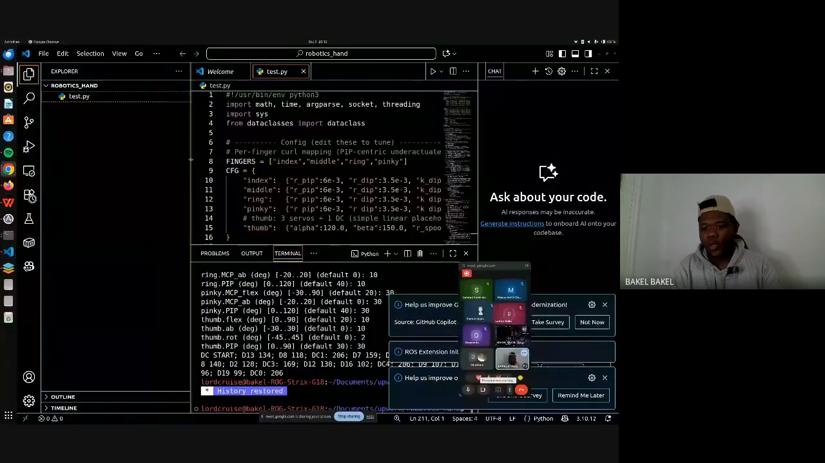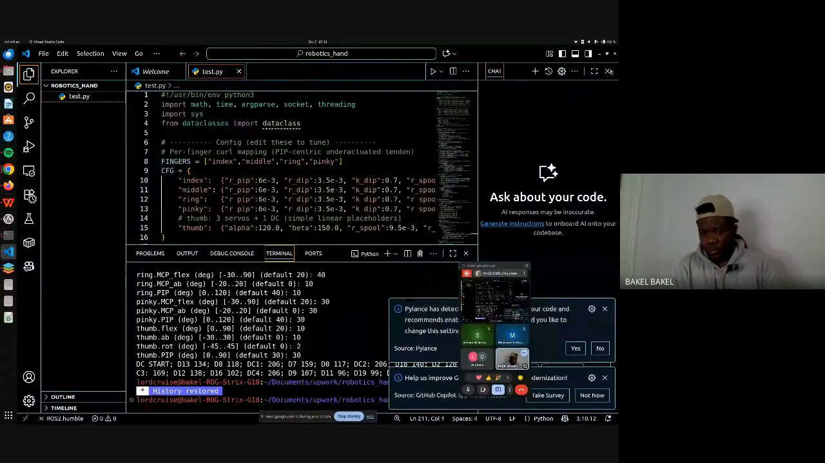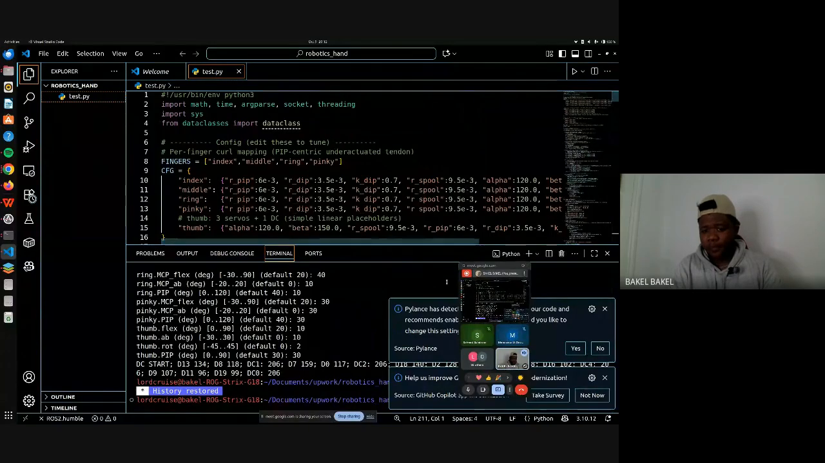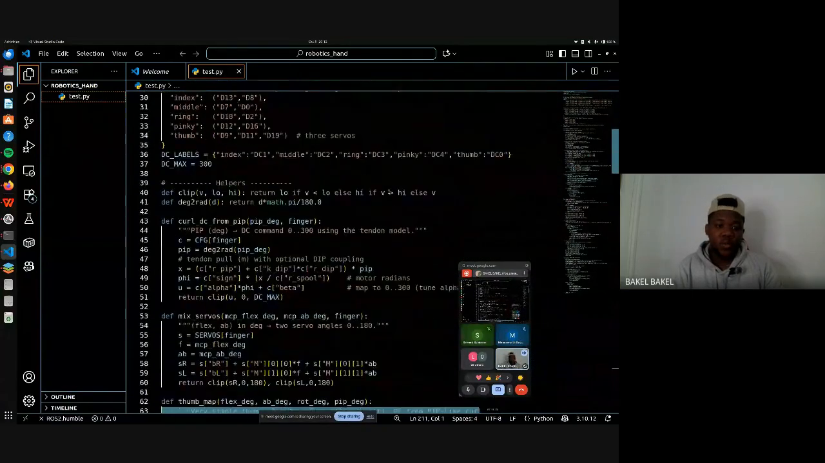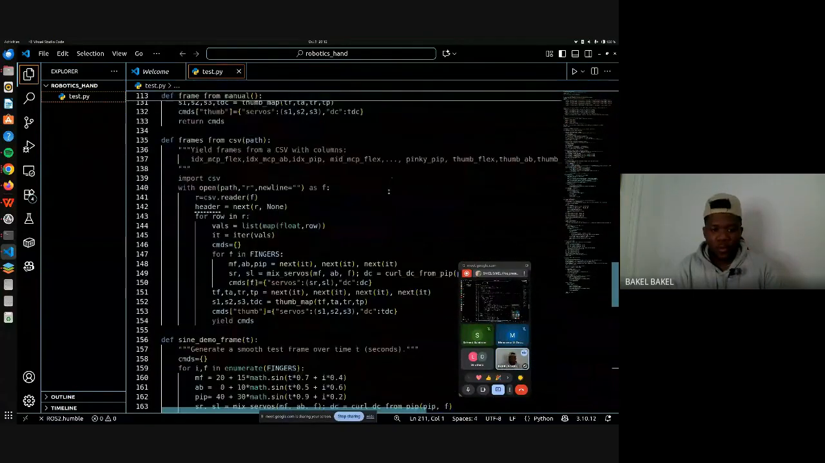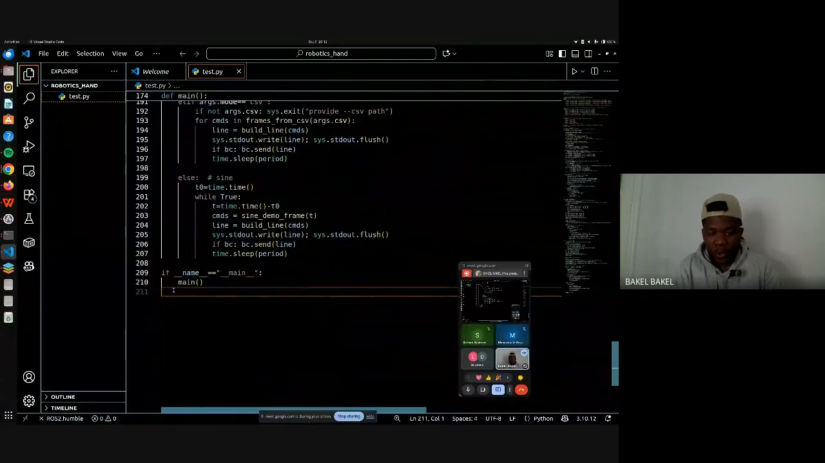Okay, doesn't work here. So let me open it in VS Code. Let me share my screen. Entire screen. Okay, this is what the code looks like. I'll just take this out. The code is pretty straightforward, just 210 lines.